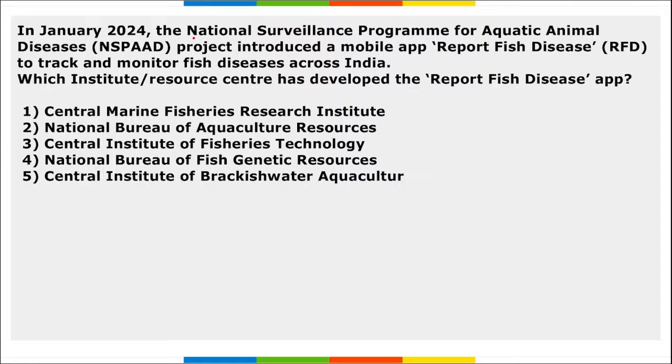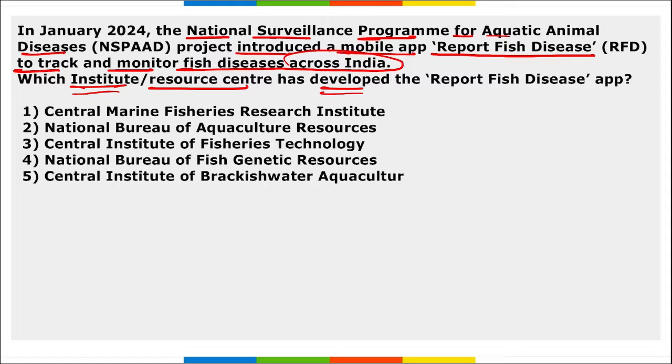Next, the National Surveillance Program for Aquatic Animal Disease project introduced a mobile app, that is Report Fish Disease, to track and monitor fish disease across India. Which institute or resource center has developed the Report Fish Disease application? It is the National Bureau of Fish Genetic Resources. I repeat, option 4, National Bureau of Fish Genetic Resources.